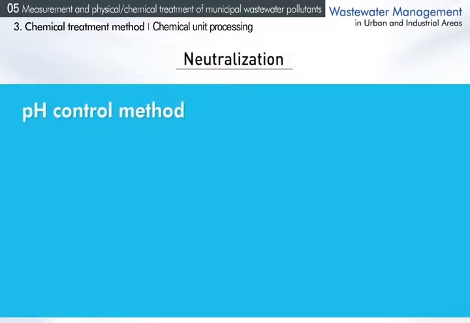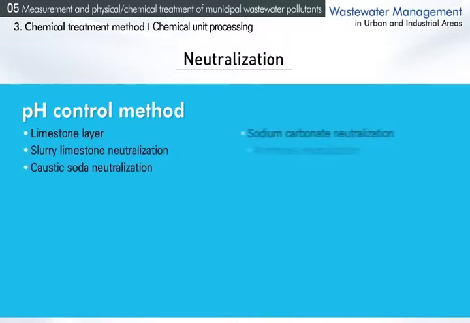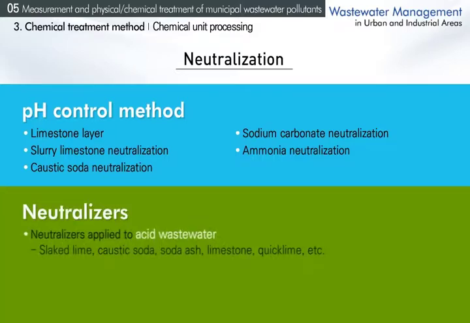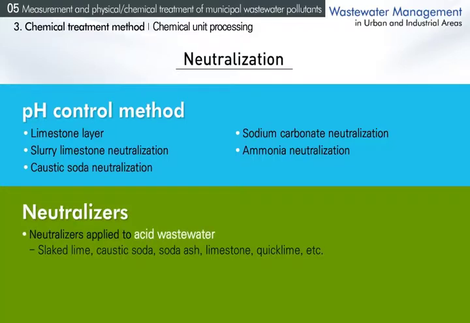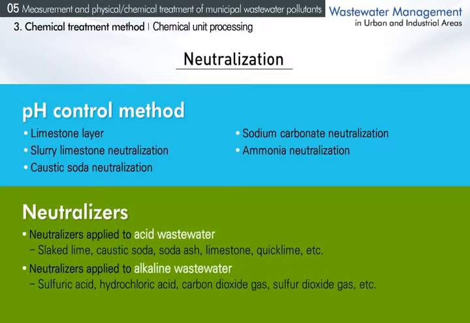In pH control methods, there are limestone layer, slurry limestone neutralization, caustic soda neutralization, sodium carbonate neutralization, and ammonia neutralization. The types of neutralizers are neutralizers applied to acid wastewater, which include slaked lime, caustic soda, soda ash, limestone, and quicklime, and neutralizers applied to alkaline wastewater include sulfuric acid, hydrochloric acid, carbon dioxide gas, and sulfur dioxide gas.